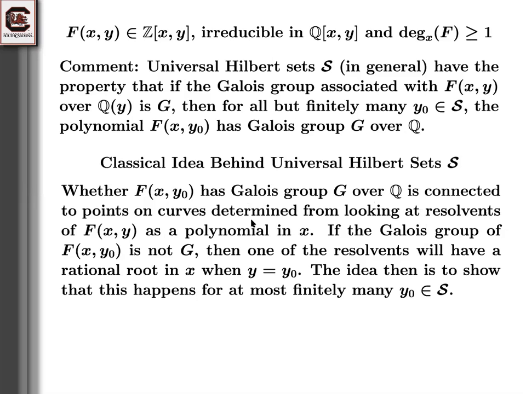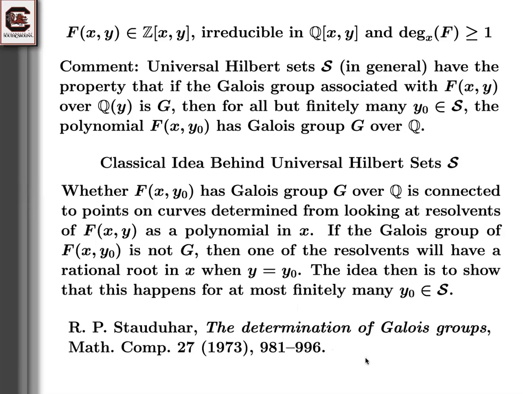So in other words, if you think of the resolvent as being, let's say, g of x, y, then when we plug in y naught, it's going to have a rational root. So g of x, y equals 0 is going to have a rational point on it. The curve g of x, y equals 0 has a rational point. And you want that to hold for each of these resolvents that you get, and then you'll be able to say that this has Galois group G. So it boils down to having some curves and looking at rational points on these curves.